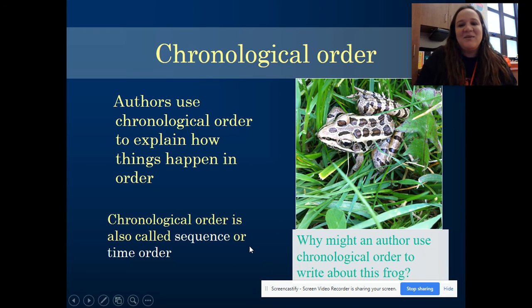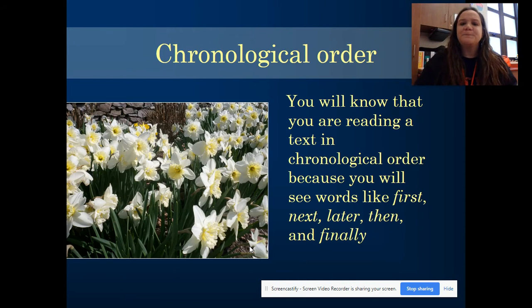Anyway, so why might an author use chronological order to write about the frog? You think about it for a minute. If you're thinking about sequence and step-by-step order, time order, you could think about the frog's life from tadpole all the way to an adult frog. Obviously, that would be a sequence. That would be chronological order, okay?